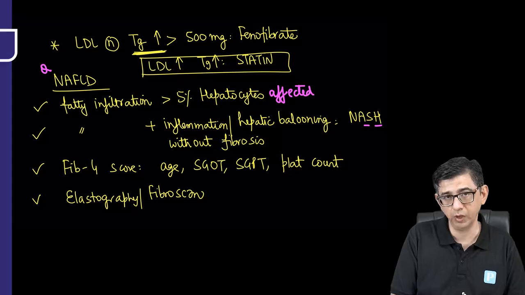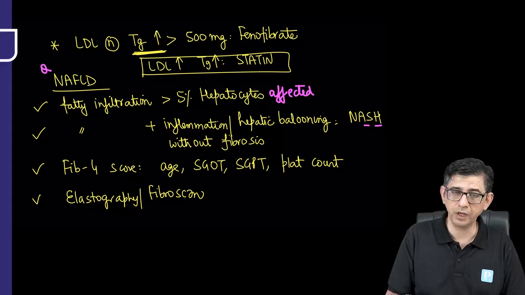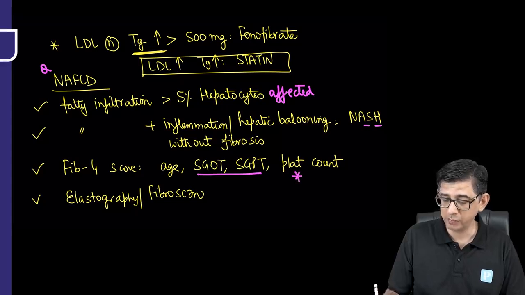We have a FIB-4 score. The four components of the FIB score are MCQs by themselves, and I would suggest you listen to the liver discussion as well, especially where I've talked about liver cirrhosis. Prior to that, I've talked about this. The FIB score has 4 parameters: age, SGOT, SGPT, which are understandable, they're liver parameters, but look at what you need to remember, that is platelet count.